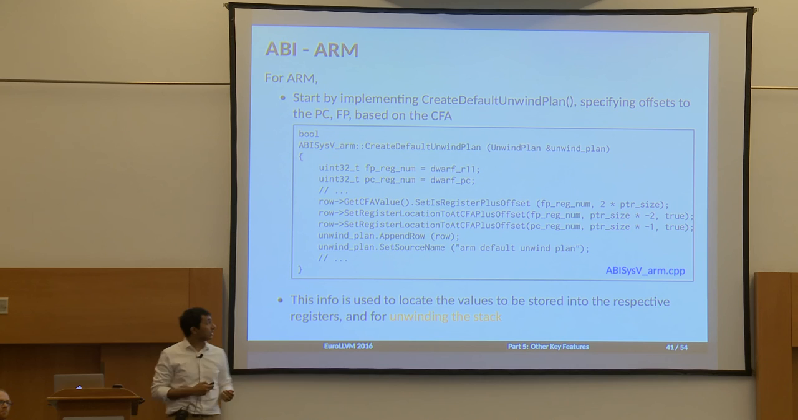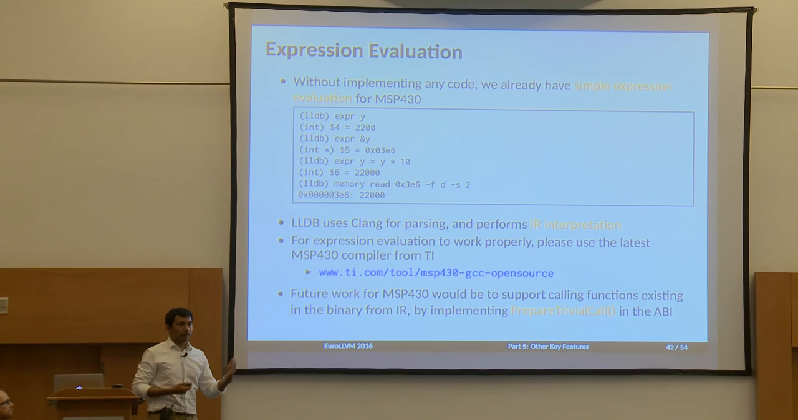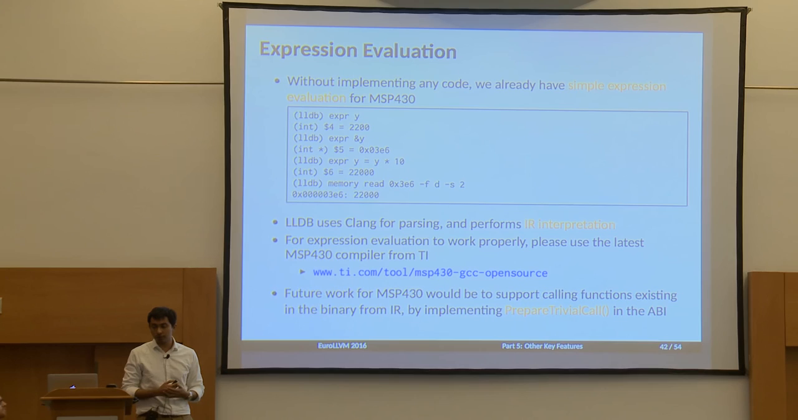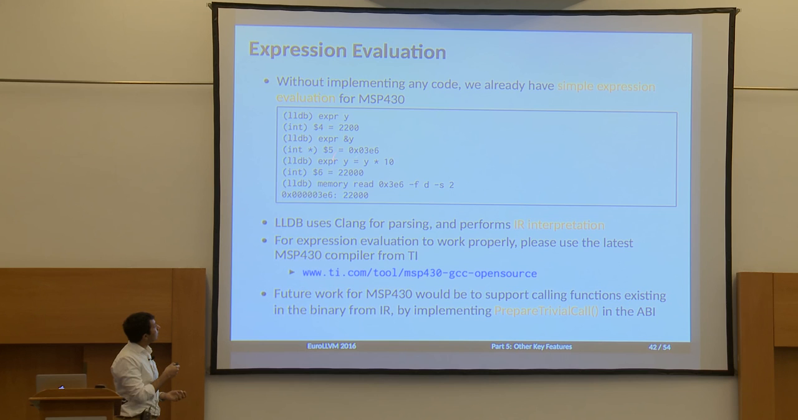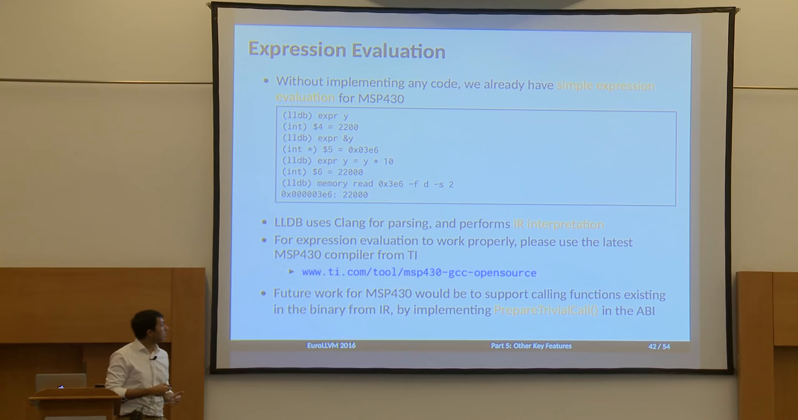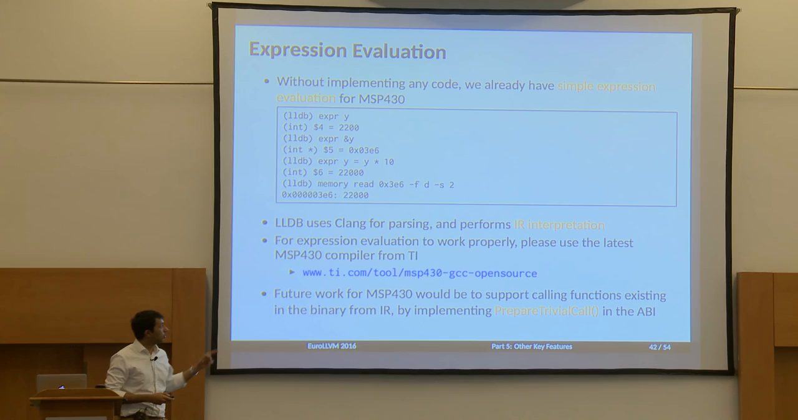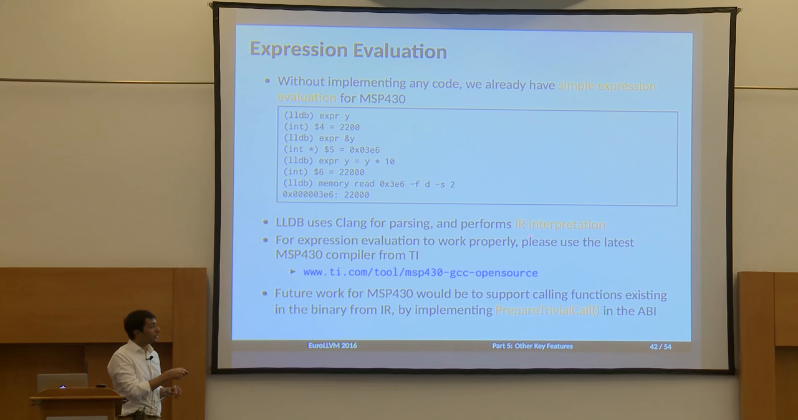Now, expression evaluation. Because of the way LLDB works, we actually have simple expression evaluation for MSP430 without implementing any code whatsoever. We can display the values of variables. That's the address where y is. We can do simple expressions like that. And obviously what LLDB is doing is using Clang behind the scenes. It's compiling the expression, and normally it would use the JIT, but for MSP430 that's not working. I'm not exactly sure if we can make it work. But in this case it is using IR interpretation.